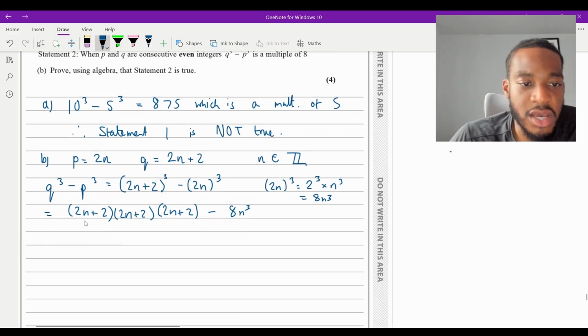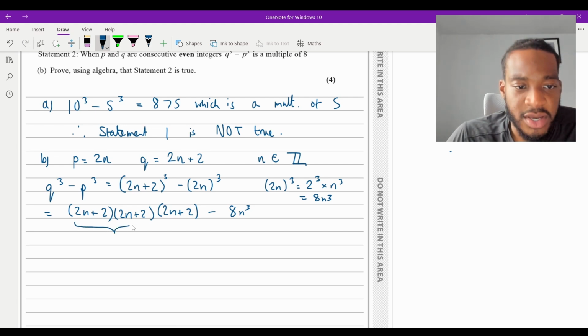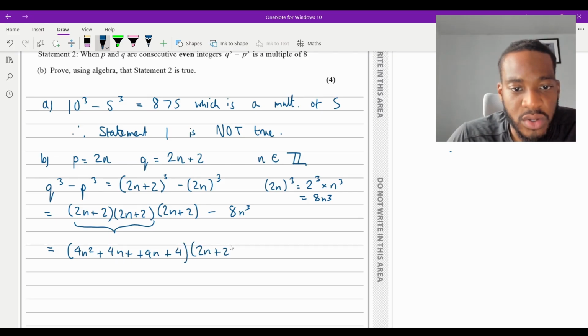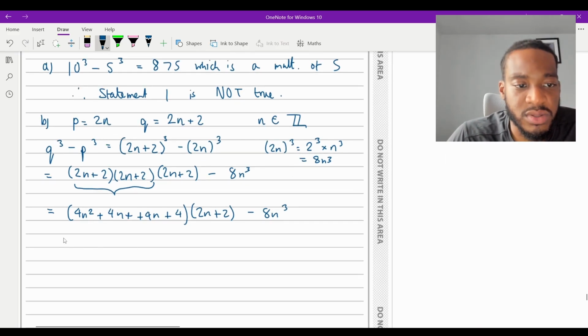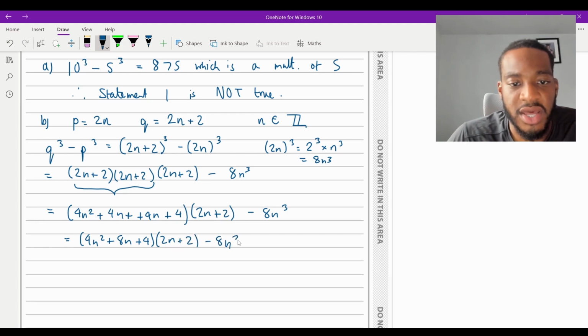Now, I'll do these two here. If I expand those two brackets, then that's going to give me 2n and a 2n will give me 4n squared, plus 2n times 2, which would be 4n, plus another 4n plus 4, plus 2n plus 2 minus 8n cubed. And tidying this up, this will give me 4n squared plus 8n plus 4, and then 2n plus 2, and then minus 8n cubed, like that.